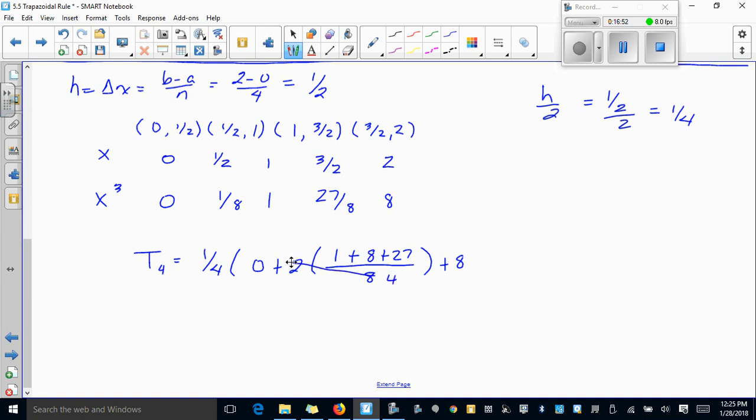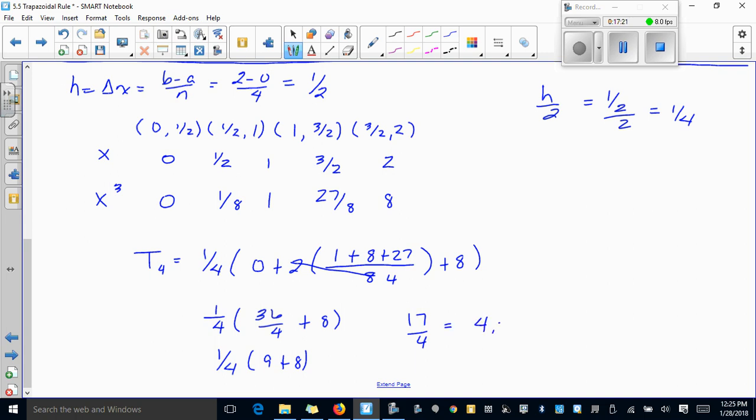So I have 1/4. I don't need the 0 anymore. And I'm going to get here, 9 plus 27 is going to give me 36/4 plus 8. So this is 1/4 times 9 plus 8, which gives me 17/4. And if you must round it to a decimal value, it's 4.25.